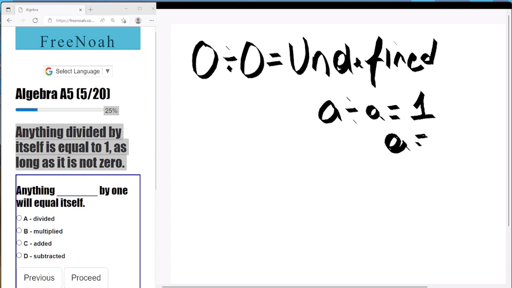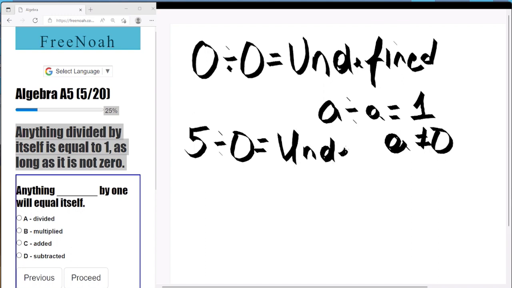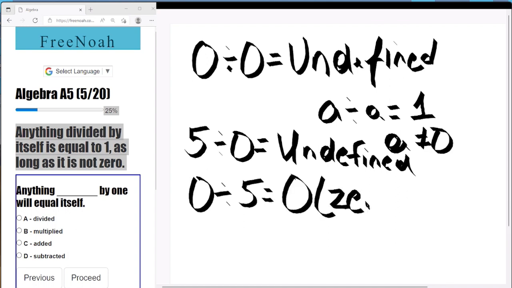So the first general property states a divided by a is 1 when a doesn't equal 0. So 5 divided by 0 is also going to be classified as undefined, right? Undefined. All right. But how about if we switch over? Well, 0 divided by 5, that's going to equal 0.